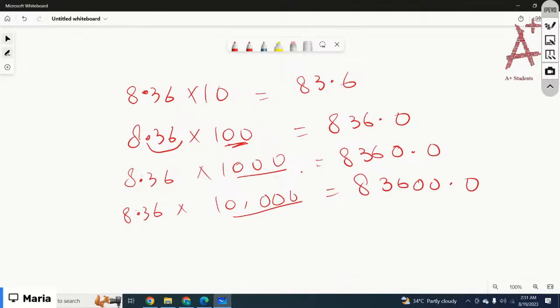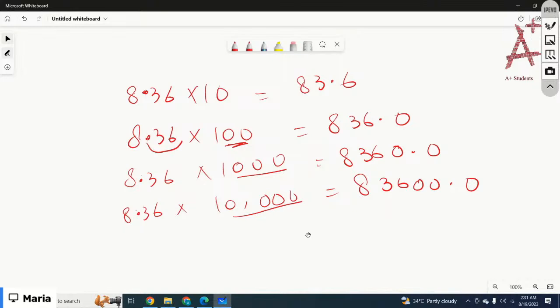So the pattern you can see is when you multiply by 10, each time the product shifts one position to the left, otherwise the decimal point moves to the right one place, when you are multiplying with the powers of 10.